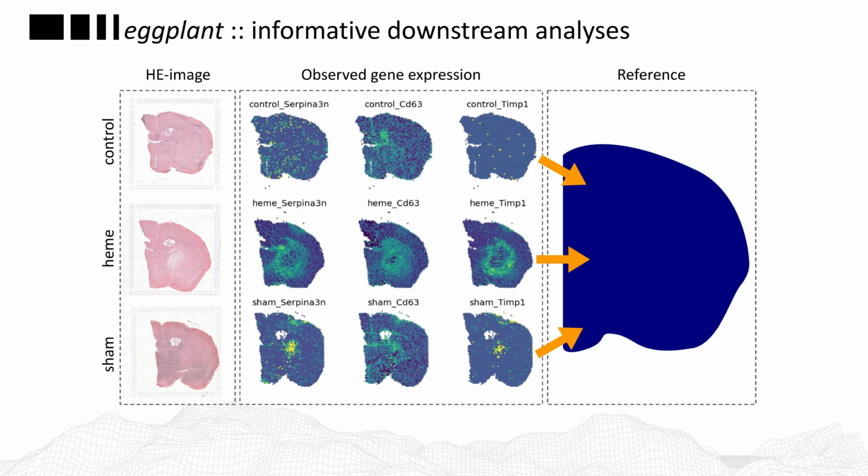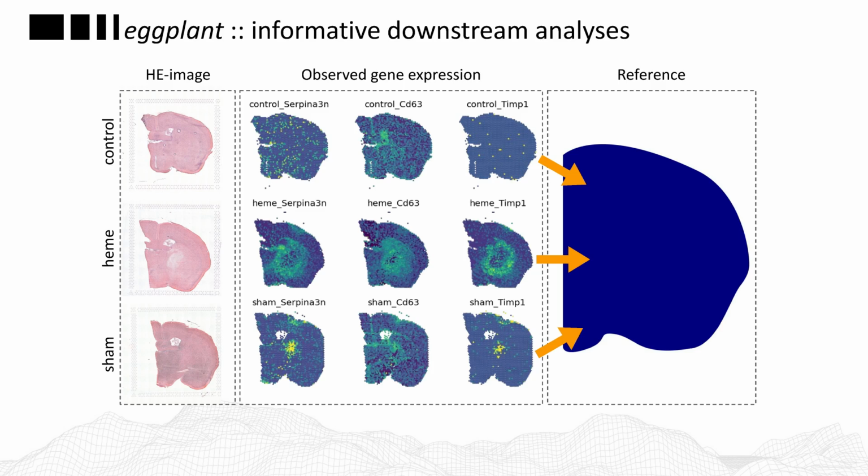And in the middle part you can see the observed gene expression of three different genes that I highlight in the publication. And these are SERPINA3N, CD63 and TIMP1. And to the right you have the reference that we want to transfer all of this information to. And this is really an ideal dataset for eggplant or any method that tries to create this CCF and transfer information to it.